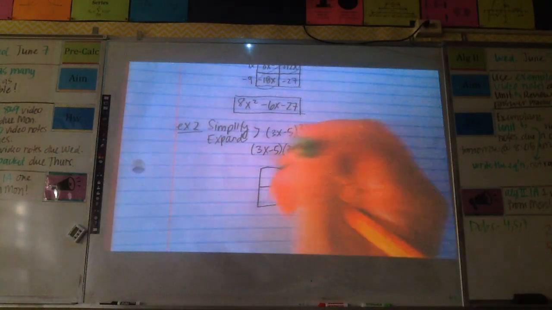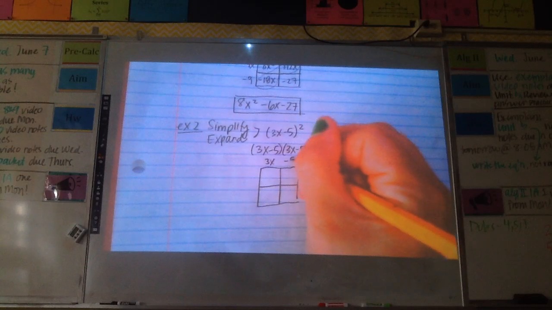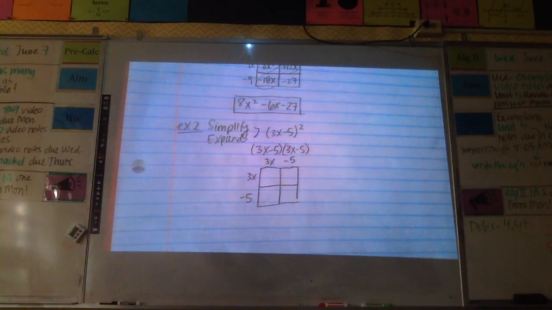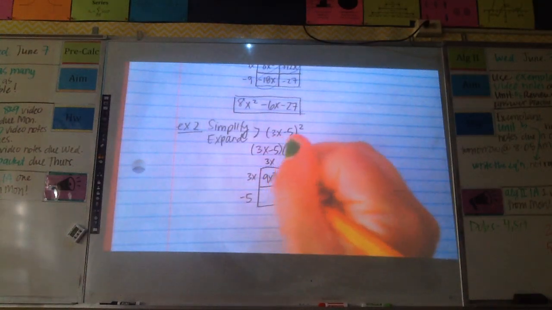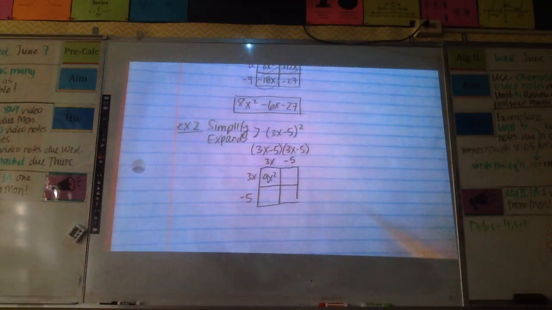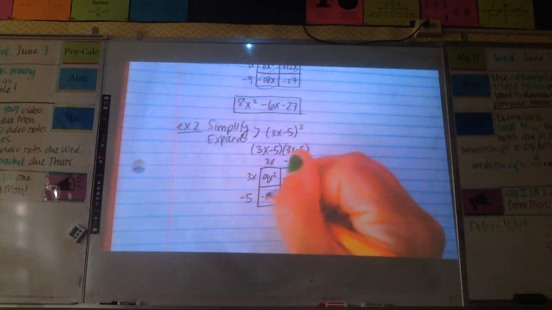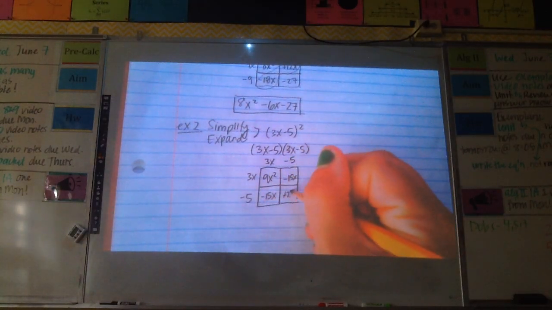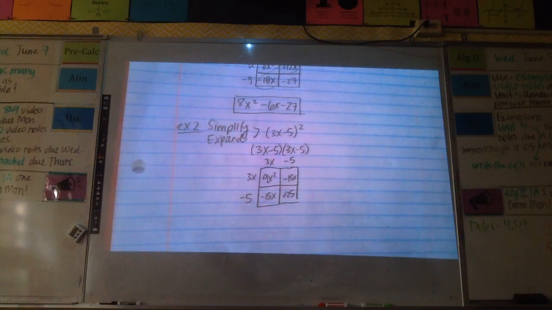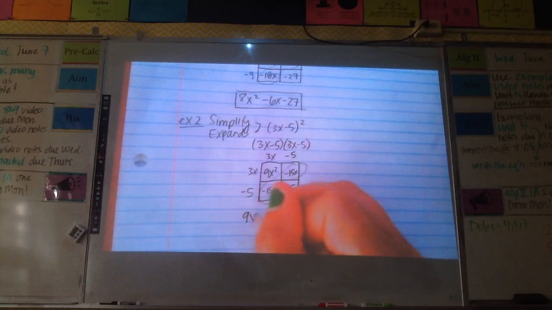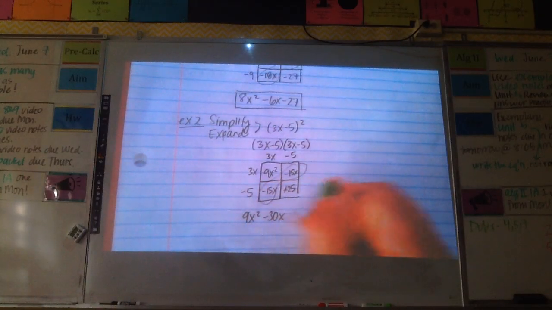So I'm setting up a 2 by 2 grid where I have 3x and negative 5 split apart on my box. I multiply 3x times 3x to get 9x squared. Keep multiplying. I'm going to combine my like terms. So I have 9x squared minus 30x plus 25.